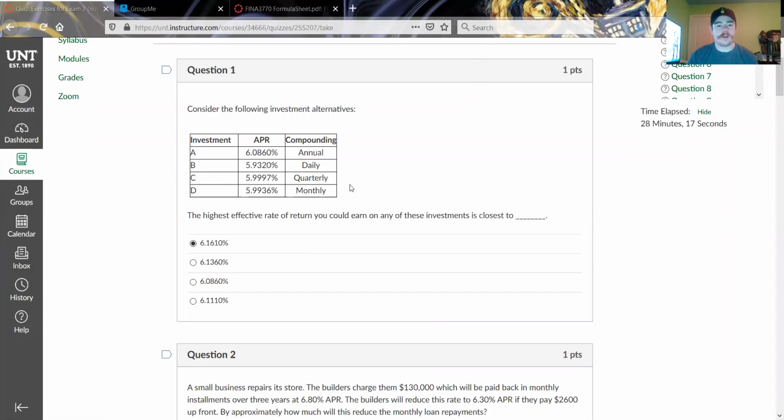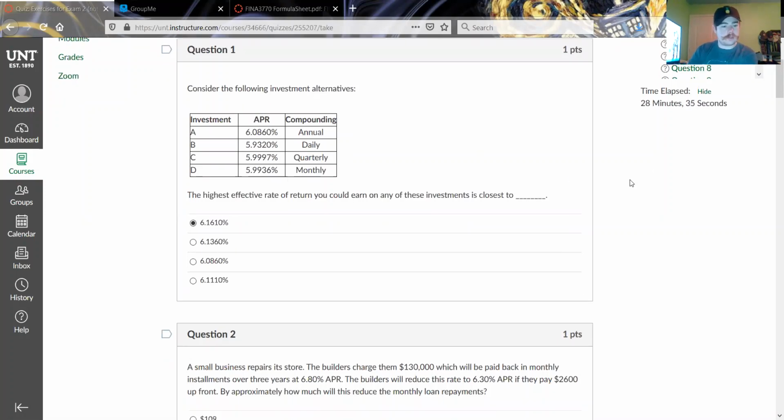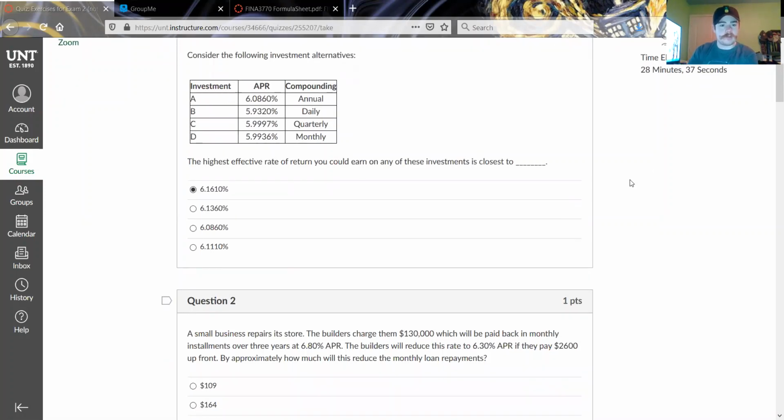All right, Word. That makes a lot more sense now. Just doing it wrong. Okay. So for number 1, it's going to be 6.1610%. Which ended up being investment D.